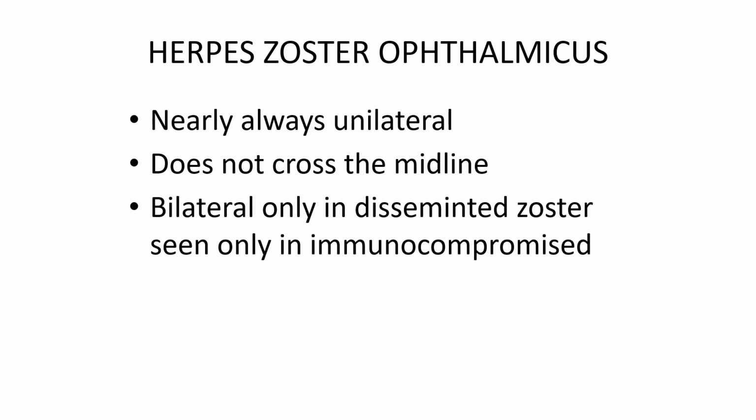Herpes zoster ophthalmicus is nearly always unilateral. It doesn't cross the midline. It is bilateral only in disseminated zoster, seen only in immunocompromised patients.